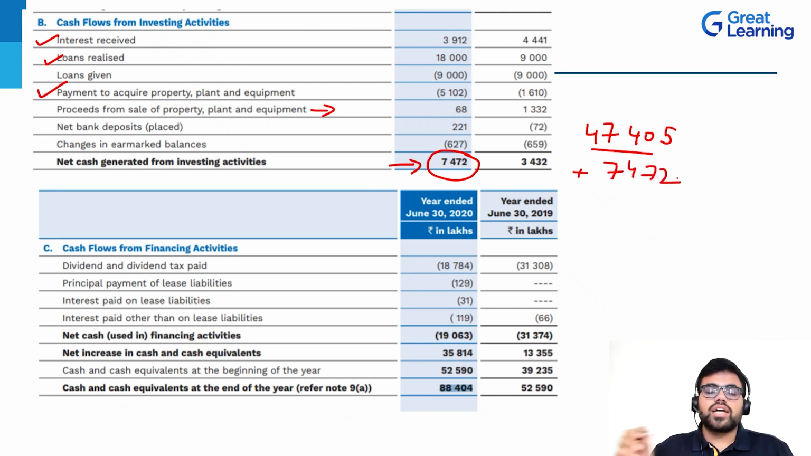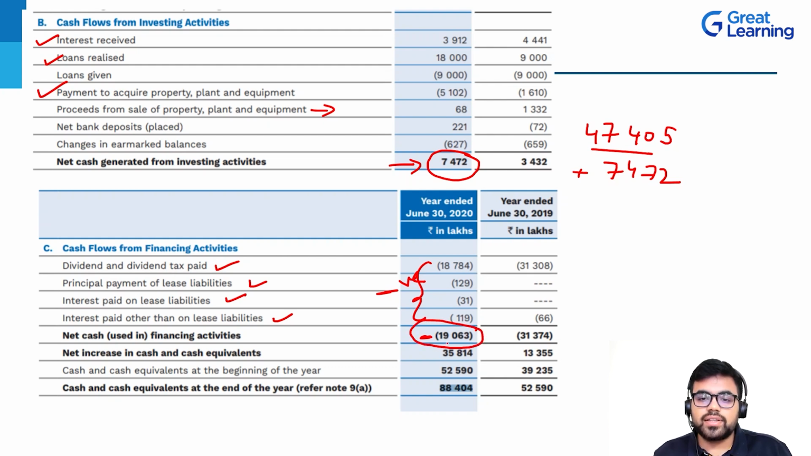Now cash flow from financing activities is most of the time negative, because these are the things that go outside of the company, like dividends paid, and the interest on the loans paid back to the banks. So in this case, all these things would be subtracted. Interest on liabilities, interest paid on lease, principal payment of liability, dividend, and dividend tax paid. All this is negative. So we have a negative figure, in brackets, of 19,063.